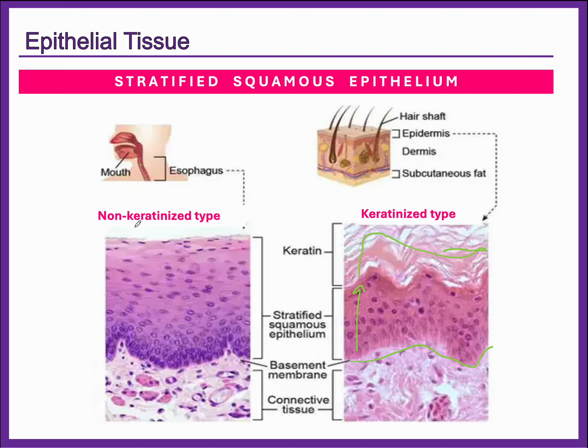So we need to put a thick layer to prevent that. Here, there is no keratin on top, right? Because it doesn't need any waterproofing or toughness. This is not like skin. But we still have this big, thick epithelium full of these cells, right? This is a stratified squamous.